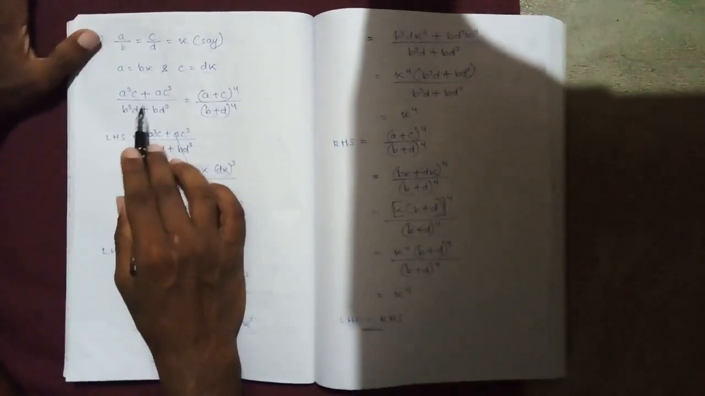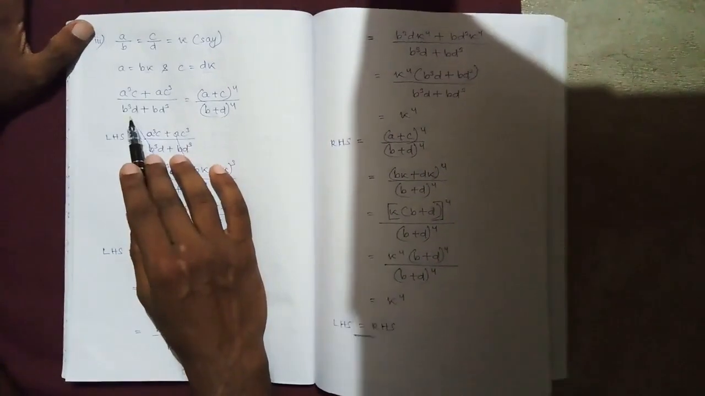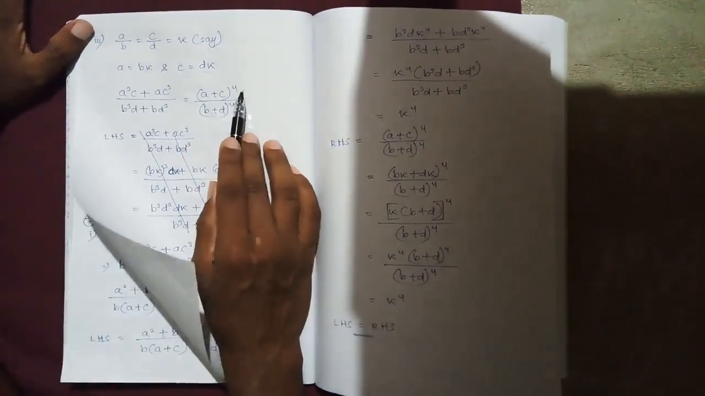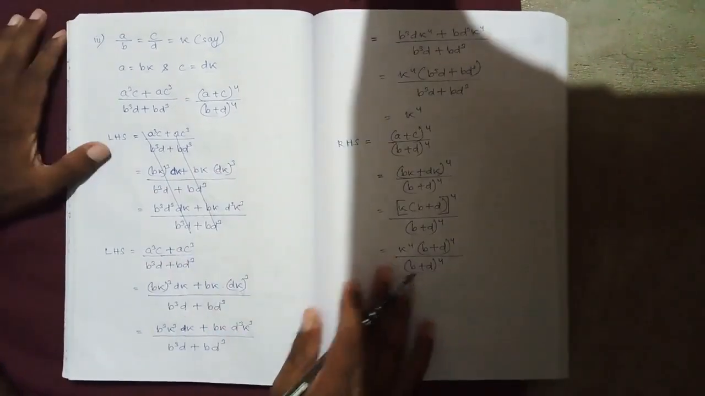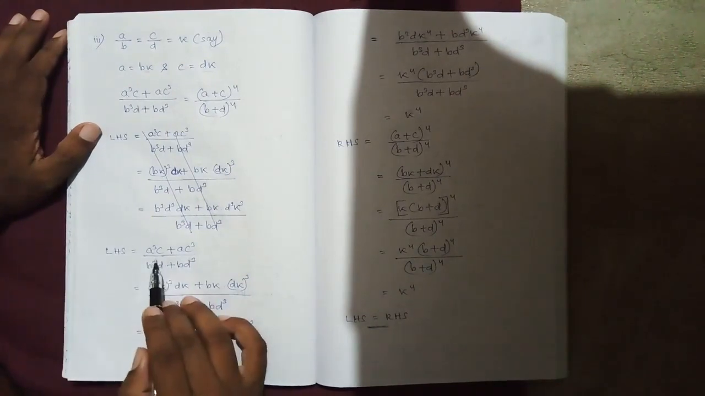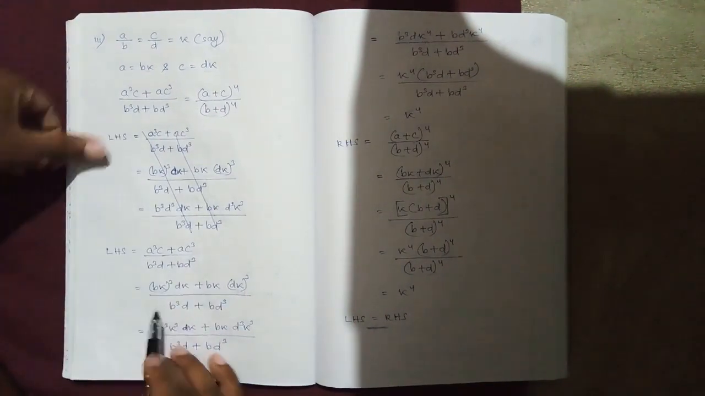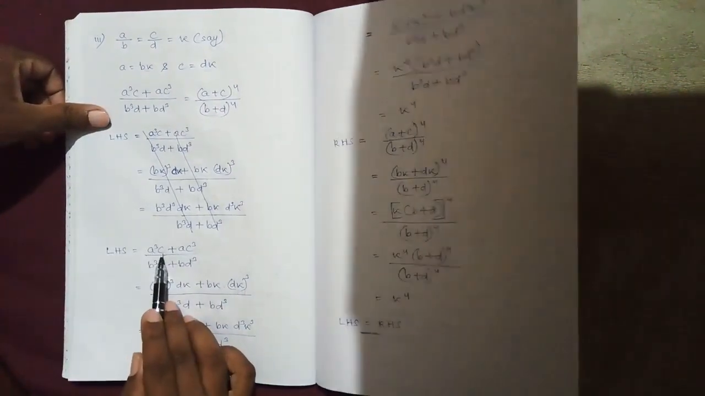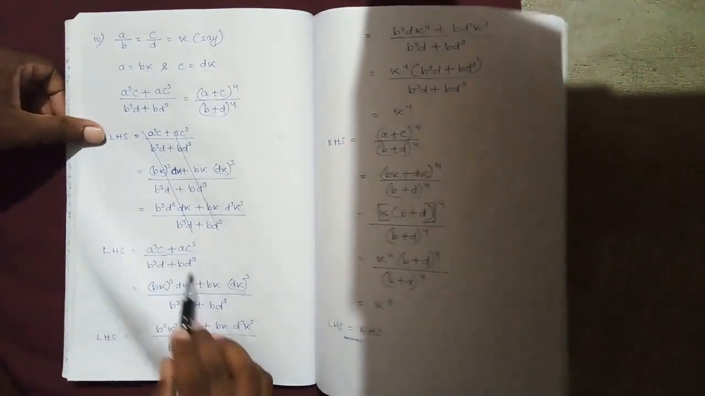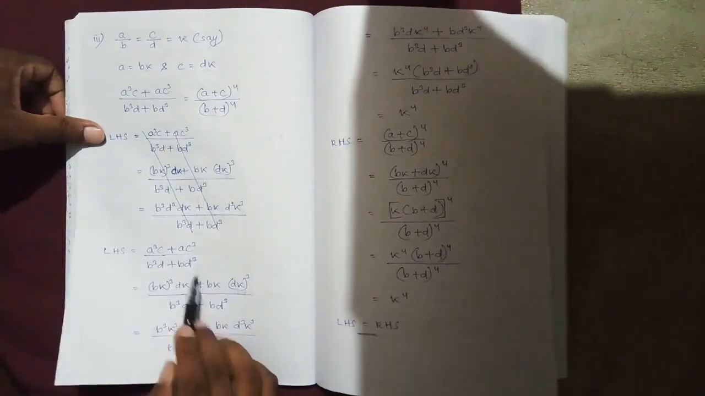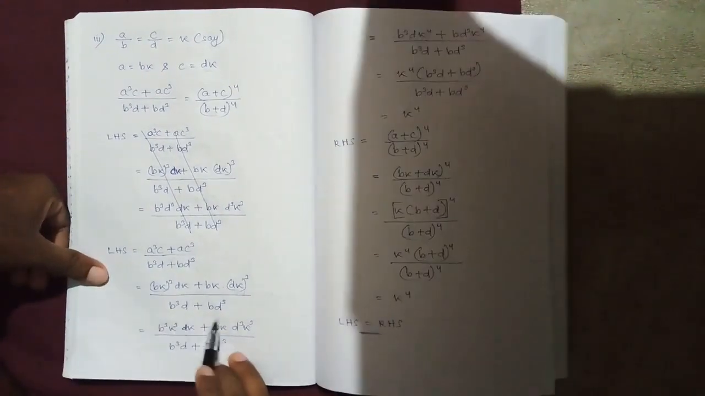We have to prove this: a cube c plus ac cube by b cube d plus bd cube is equal to a plus c whole power 4 by b plus d whole power 4. Let us start from LHS. LHS is a cube c plus ac cube by b cube d plus bd cube. In place of a we can put bk, in place of c we can put dk. So bk whole cube into dk plus, in place of a again bk, in place of c again dk whole cube by b cube d plus bd cube.